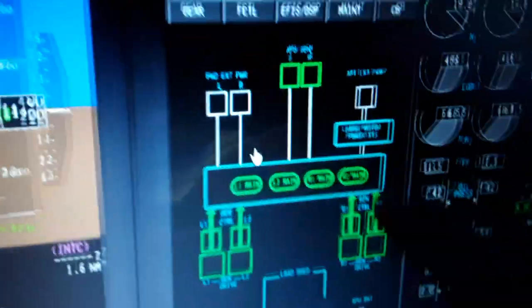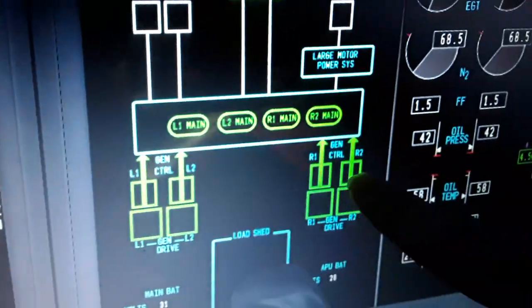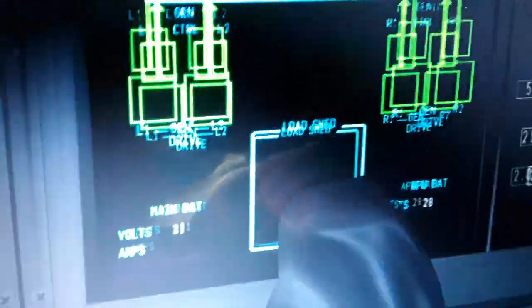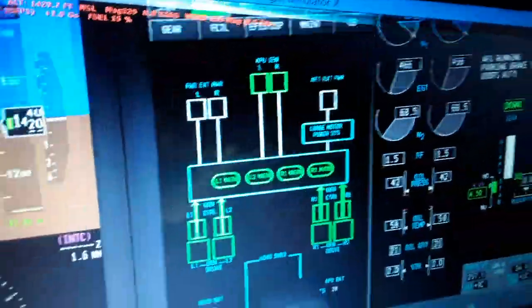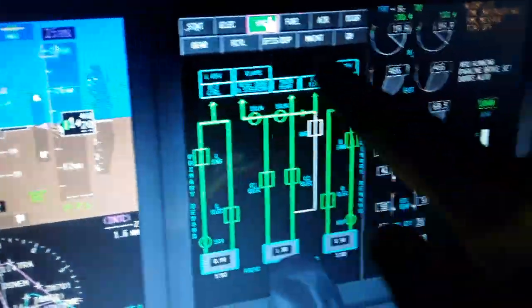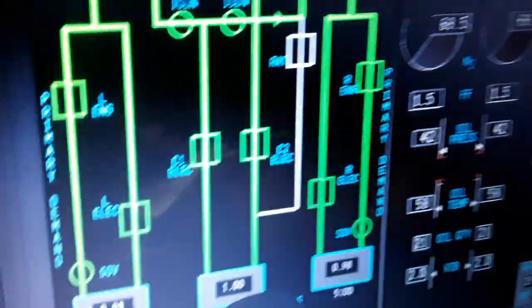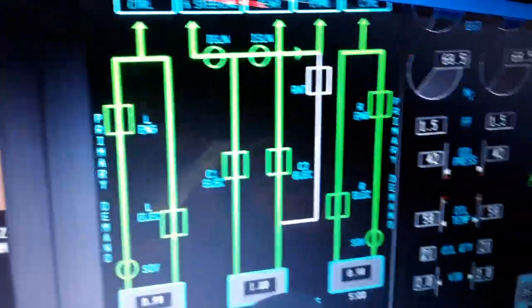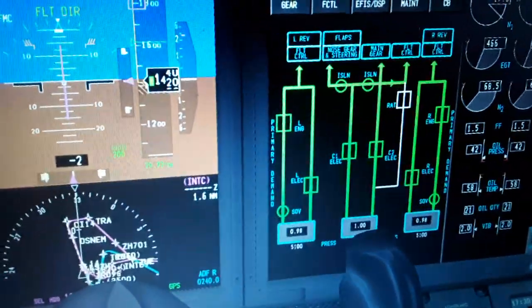You can see the APU is running, APU generator, the contactors, 180 to 200 volts, 400 Hz frequency, electric power, left and right engine, load set, main battery voltage and APU battery. So we have also a hydraulic system over here, where the hydraulic fluid goes, 5000 psi, left and right engine, also the center, the electric C1 and C2, shut-off valves over here, primary and demand engine driven, and the quantity, 5000 psi pressure.